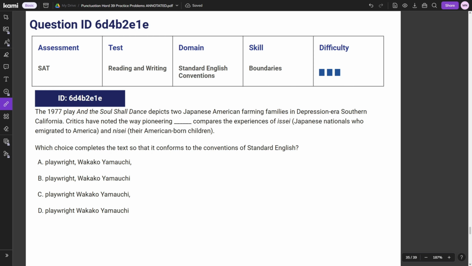Question number 35, let's look at answer choices. We have an appositive question here, we use no punctuation, our answer will be D.